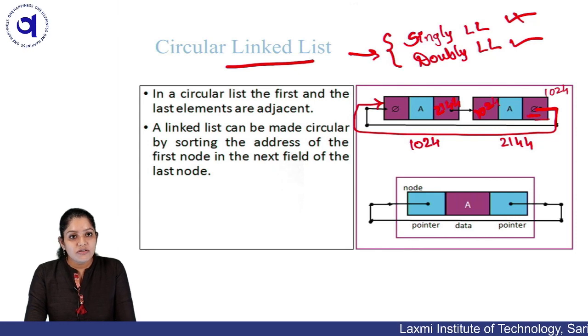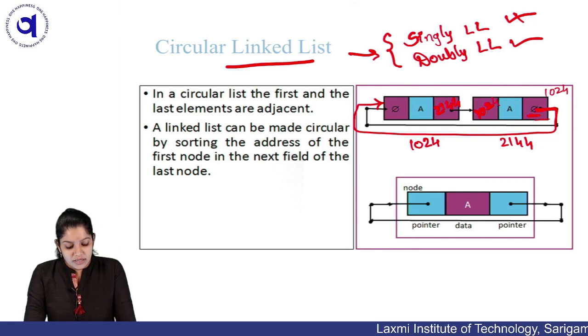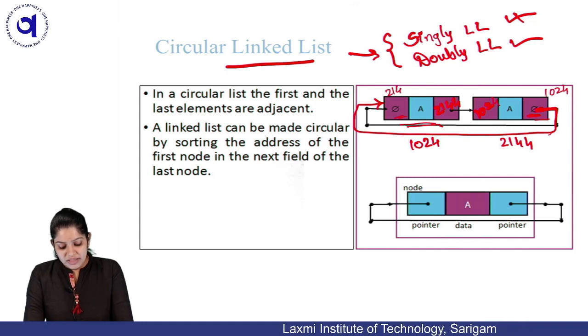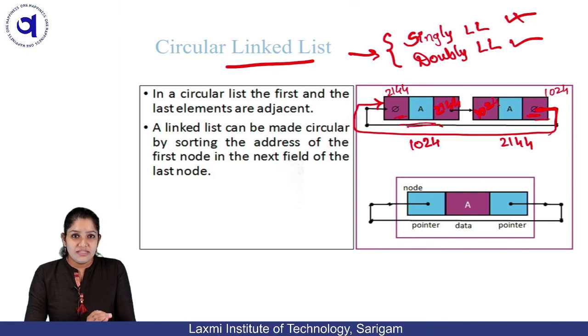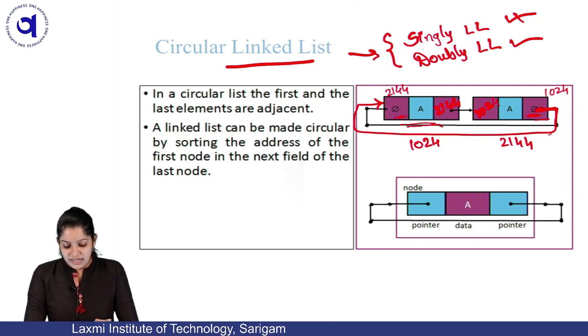Why is the next part also 1024? Because it will go in a circular manner. After this, again this node is there. In a similar way here, instead of null, 2144 will be there, because that is the previous node. So it's like a simple chain. If we have an open chain, it has two dead ends, one the starting and another the end. If we combine those two ends, we make a circular chain, so you can move in a circular manner. That's a circular linked list.